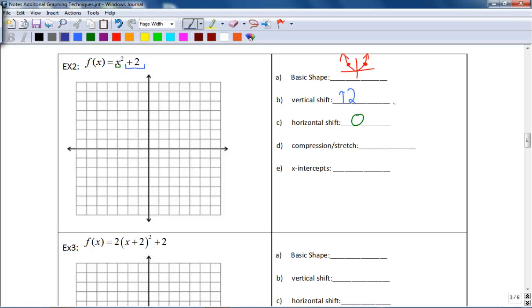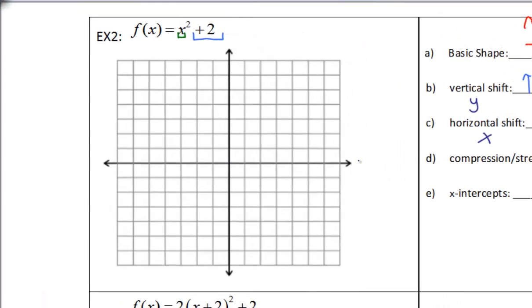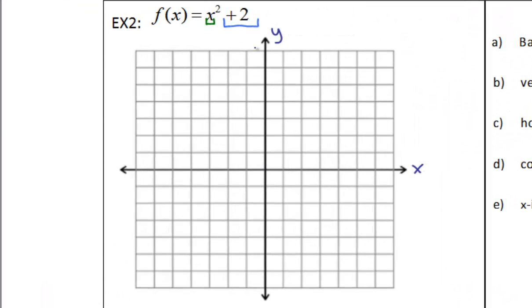Then I know I can get my vertex from these values, and the vertex has an x value of whatever the horizontal shift was, which happens to be 0, and a y value of whatever my vertical shift was. Well, if I'm going up 2, that's a positive 2, so that would be 2. So here, my x-axis, my y-axis. Again, I'm going to change the scale. So here's 1, 2, 3. And I'm going to plot my point of 0, 2. So there is the new vertex for my graph.